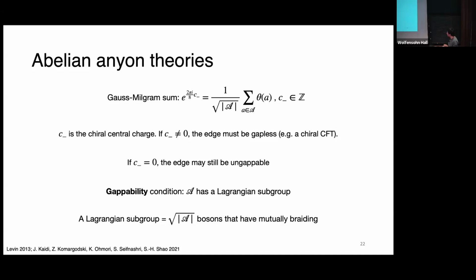So if this number turns out to be 0, then the edge may still not be gappable. The full condition of gappability is a little more than just having no chiral central charge. It turns out, from these works that we learned, that the correct condition is that A has to have what's called a Lagrangian subgroup. A Lagrangian subgroup in this context is just a certain number of bosons which braid trivially with each other. And the number has to be exactly the square root of the number of anyons. So if the number of anyons is not a square, there's no Lagrangian subgroup. If it is a square, then there has to be this number of bosons in order to have a fully gapped boundary.